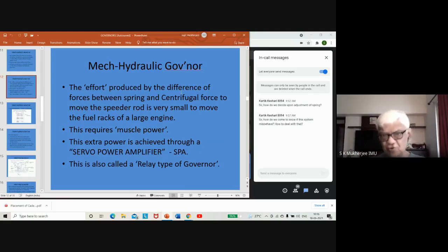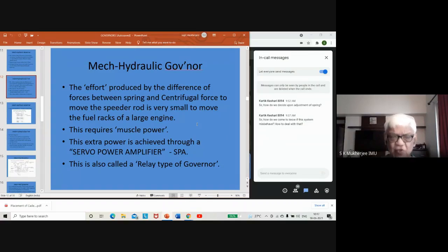The effort produced by the difference of the forces between the spring and centrifugal force to move the speeder rod is very small to move the fuel racks of a large engine. Now if you want very fine control, the difference between the spring force and the centrifugal force will also be very small. And that little force is what moves the fuel rack. Now, if that force is very small, it may not move the fuel rack.